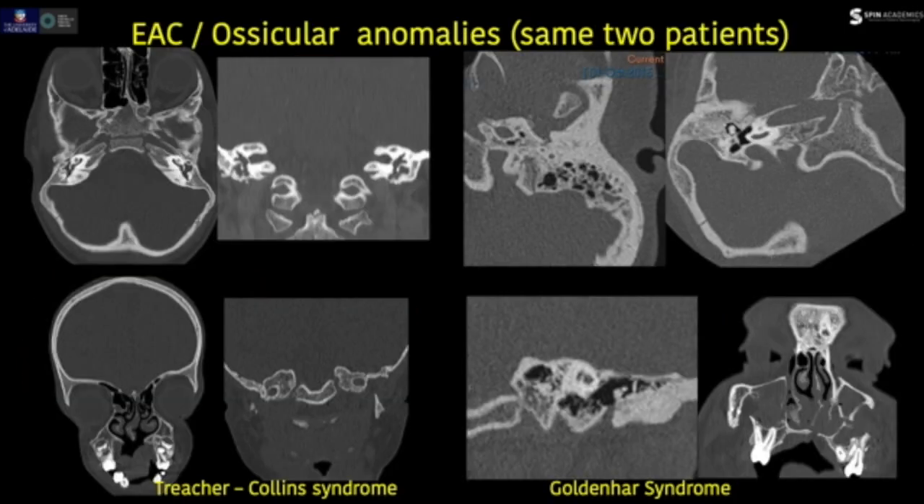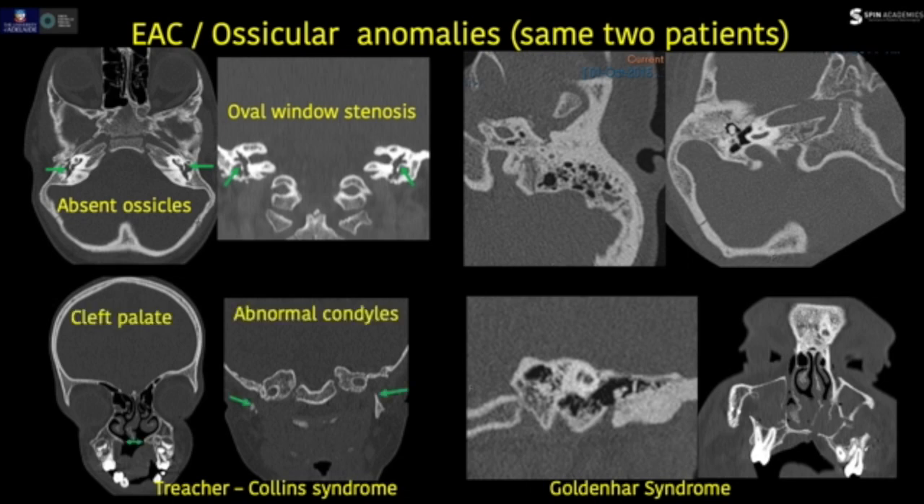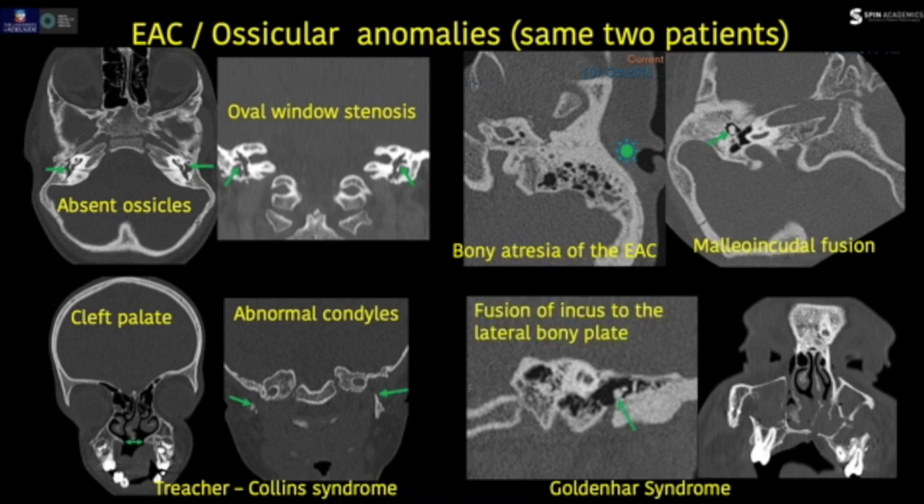Moving forwards, the patient with Treacher-Collins syndrome has absent ossicles, and because the ossicles are absent, there is a lack of stimulus for the oval window to develop. Hence, there is oval window stenosis. There is also a cleft palate and abnormality of the condyles. On the right side is the Goldenhar syndrome patient with bony atresia of the external auditory canal, a malleoincudal fusion on the contralateral side, fusion of the incus to the lateral bony plate on the left side, and a cleft palate.